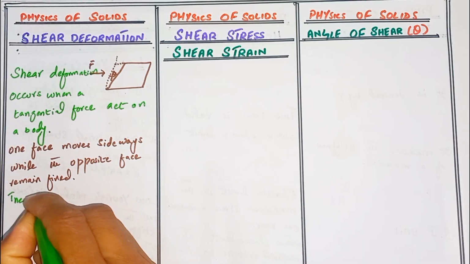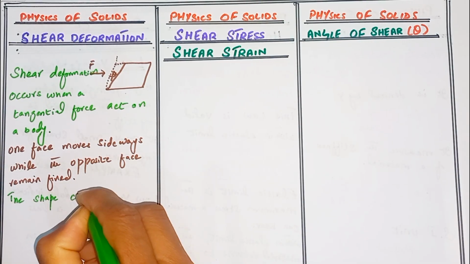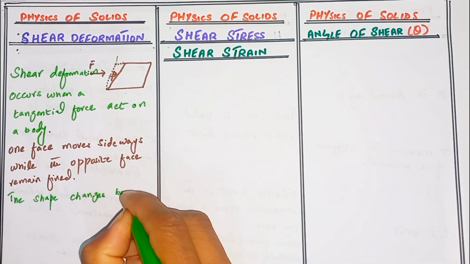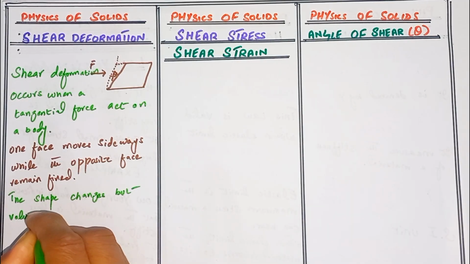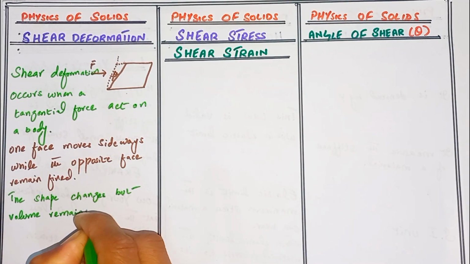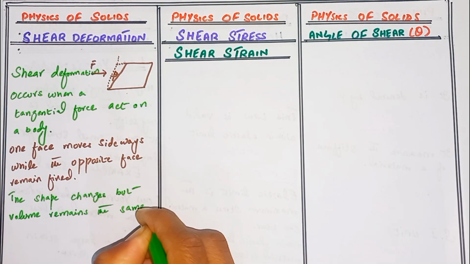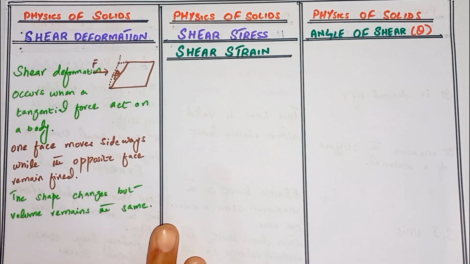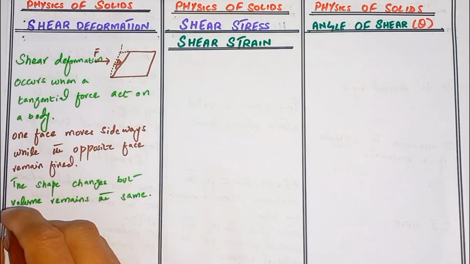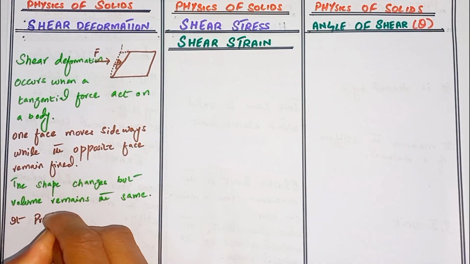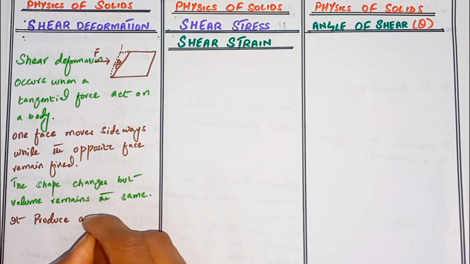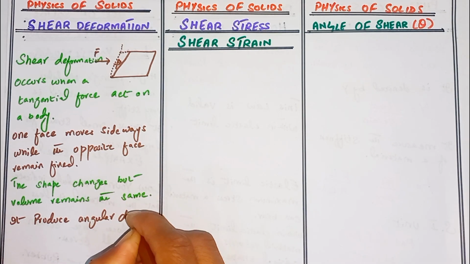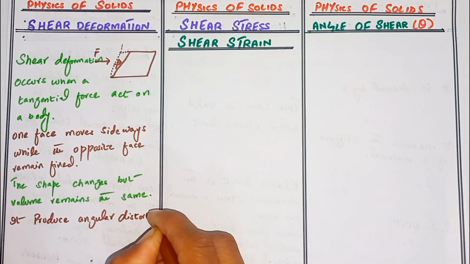The shape changes but the volume remains the same. It produces angular distortion.